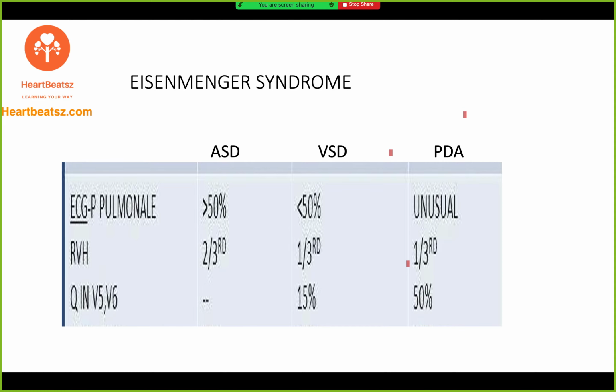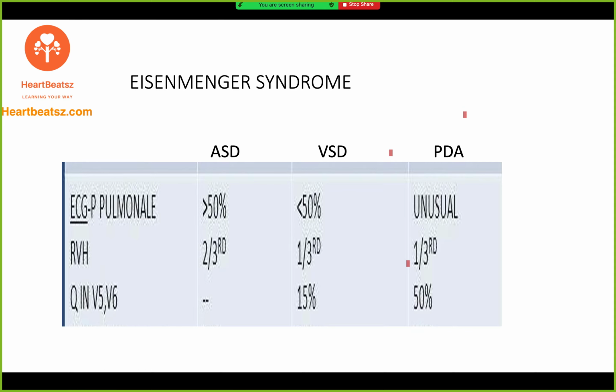So how about this Eisenmenger syndrome? We all remember, what is Eisenmenger syndrome? Okay, we'll speak about it sometime later. But the common things, at least what we expect, see, ASD, VSD, and PDA, we are all aware that they are different entities. However, their presentation can be a bit similar.